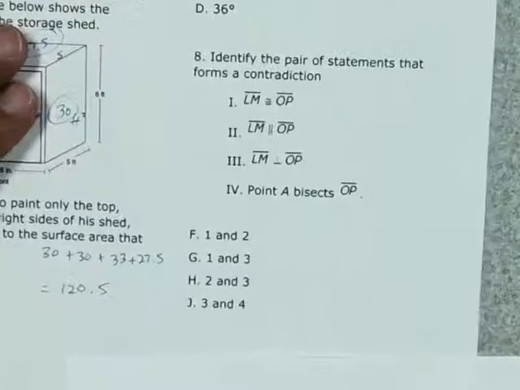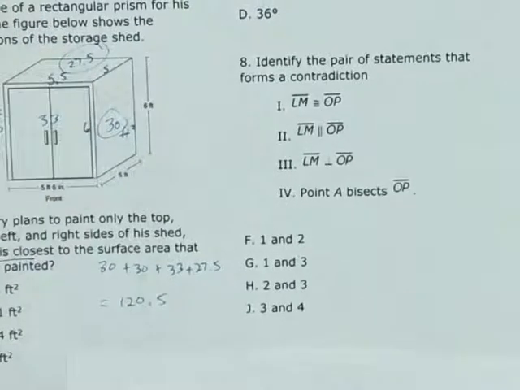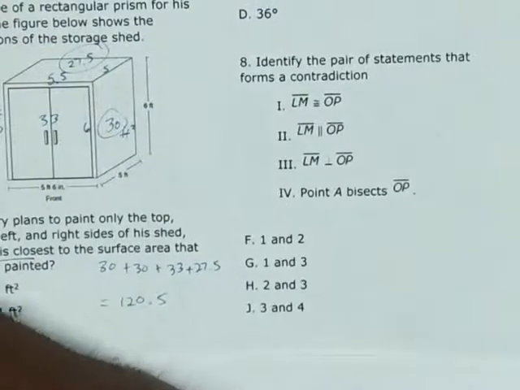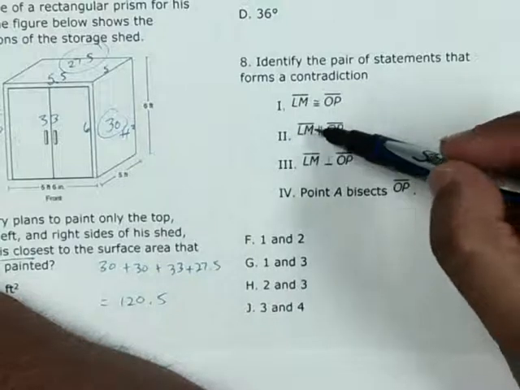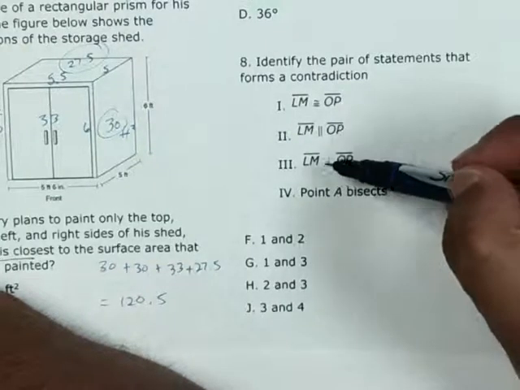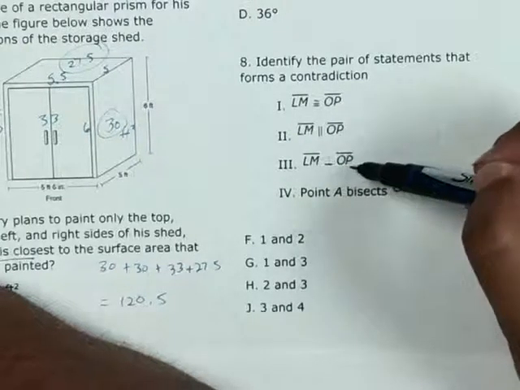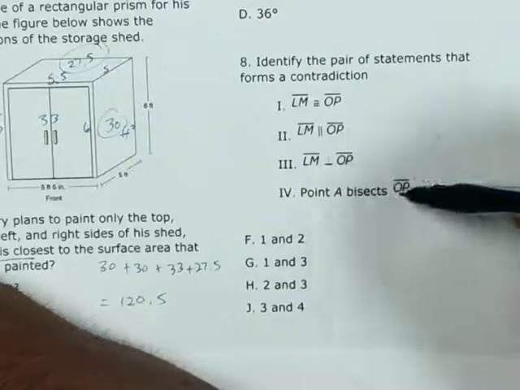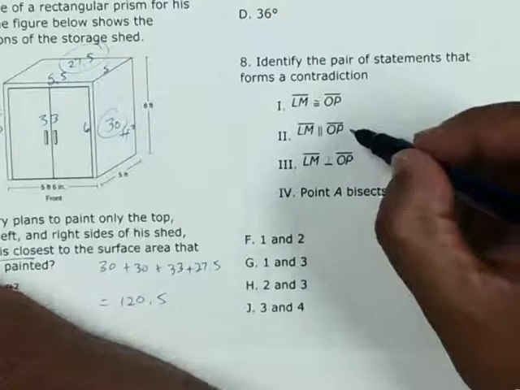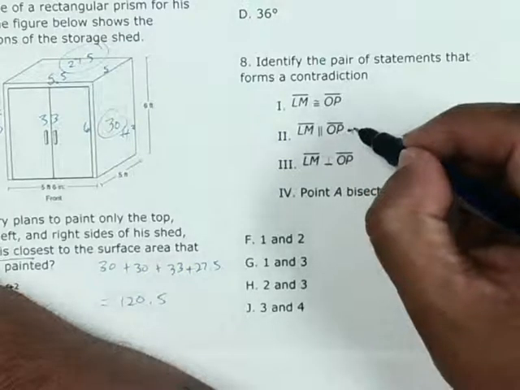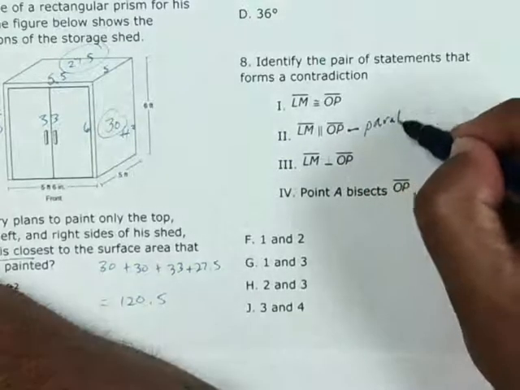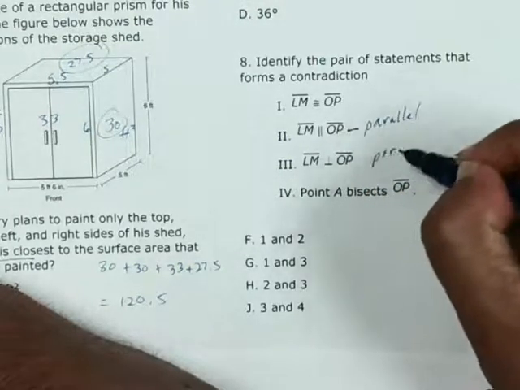All right, moving on to number 8. Identify the pair of statements that forms a contradiction. Okay, so LM is congruent to OP, LM is parallel to OP, LM is perpendicular to OP, point A bisects OP. Well, it's impossible for two segments to be parallel and perpendicular.